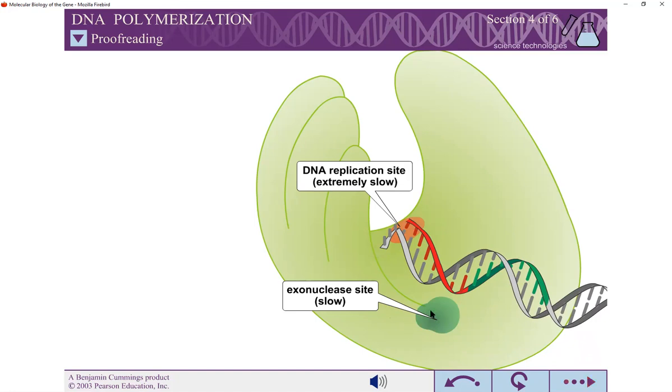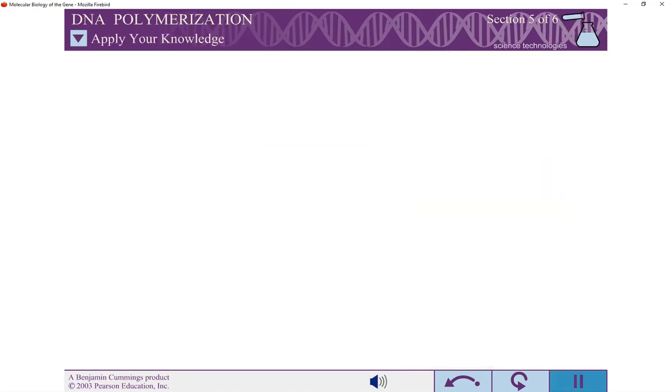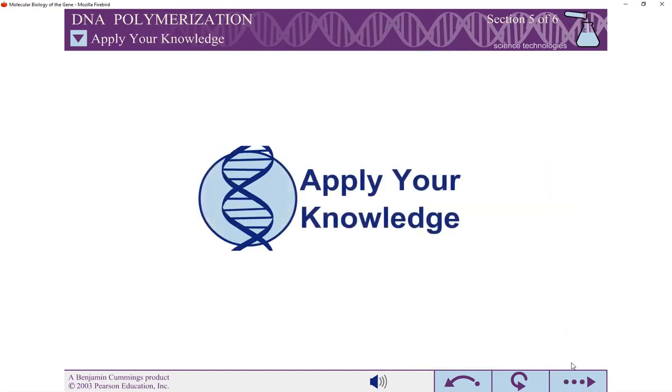Once this error has been removed, it then moves again to the DNA replication site where the process of replication continues. How well have you learned the mechanism of DNA synthesis? This is all about DNA polymerase 1 and its activity in the case of the DNA molecule. Okay, if you have any doubt, now you can ask me.